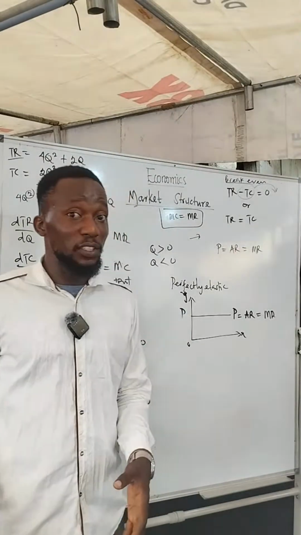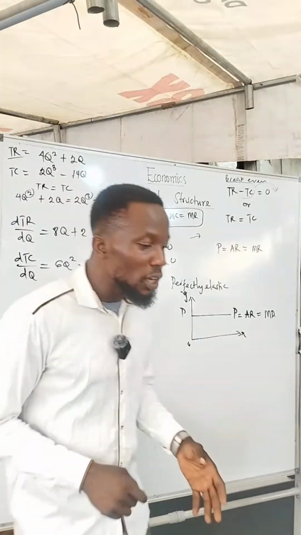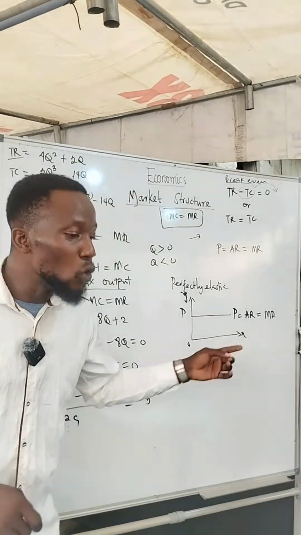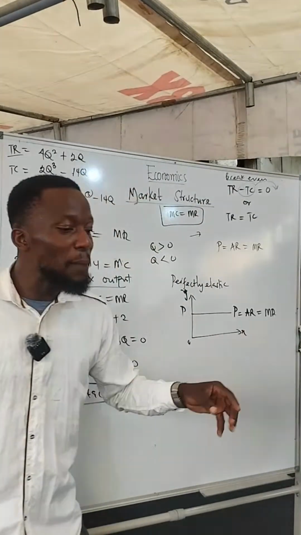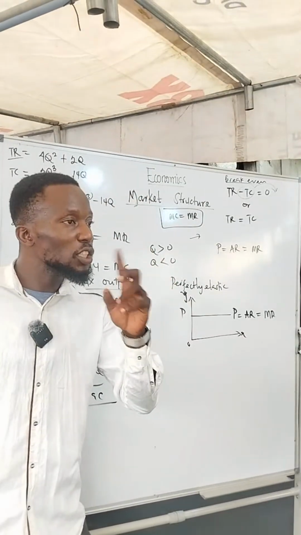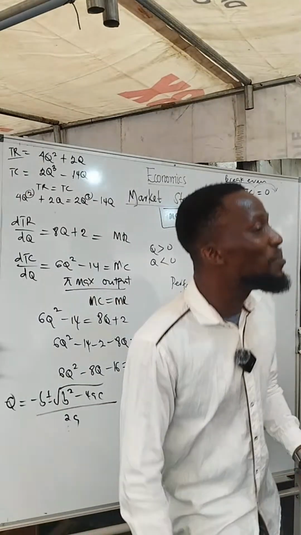Are we on the same page? So we move to the next one. We are looking at the long run equilibrium of a perfect competitor. The next one is if a firm makes losses. If a firm makes losses, what happens? The firm will exit the market.